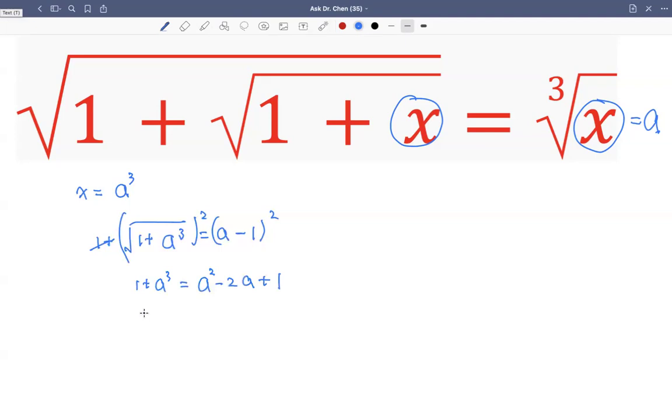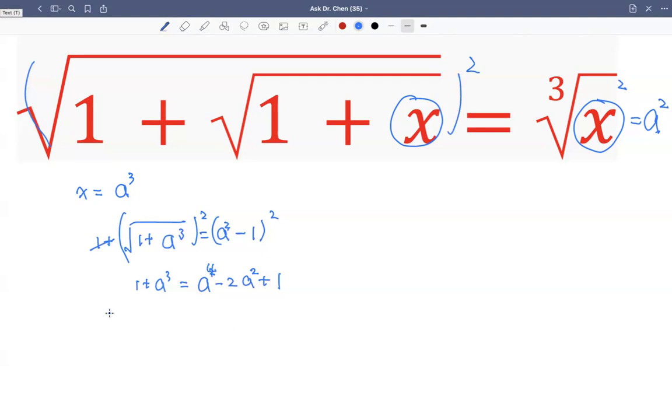Oh, I think I forgot something. Because I square both sides, when I square both sides, this becomes a square, right? I square this, so I need to square this. So that's why I get 1 plus the square root. I get the inside radicand equal to a squared. Right? This is a squared. So that's a to the 4th power minus 2a squared plus 1.